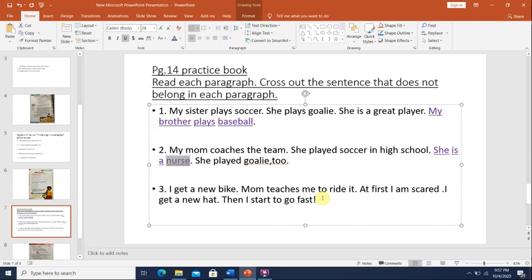She said, at first, I am scared. I get a new hat, then I start to go fast. Which sentence does not go with the paragraph when she starts talking about her new hat? Okay, her buying a new hat does not match with the paragraph. So we will cross out this sentence about her buying a new hat. Okay, you can complete 3 and 4 by yourself since you understand what it is about.